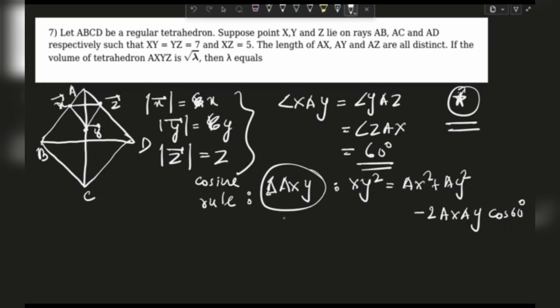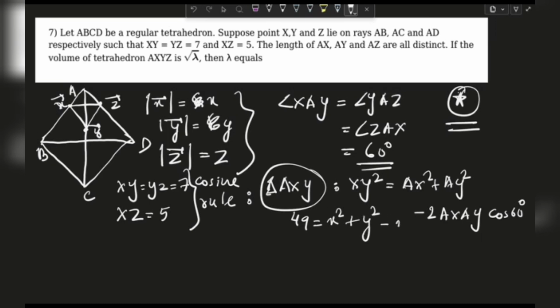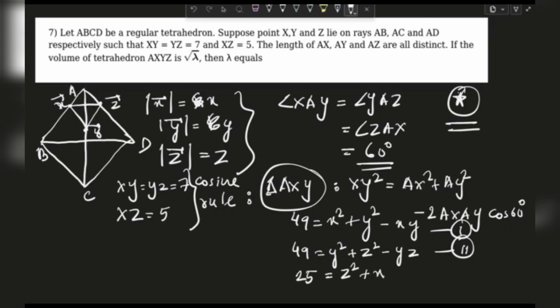If we try to write this out, we also have some information given, that xy equals yz equals 7 and xz equals 5. We will use this and write out the equations. So the first equation becomes 49 equals small x squared, the modulus of these vectors, plus small y squared minus xy. Let's name this equation number 1. The next equation becomes 49 equals y squared plus z squared minus yz. This is equation number 2. And the third one becomes 25 equals z squared plus x squared minus xz, equation number 3.